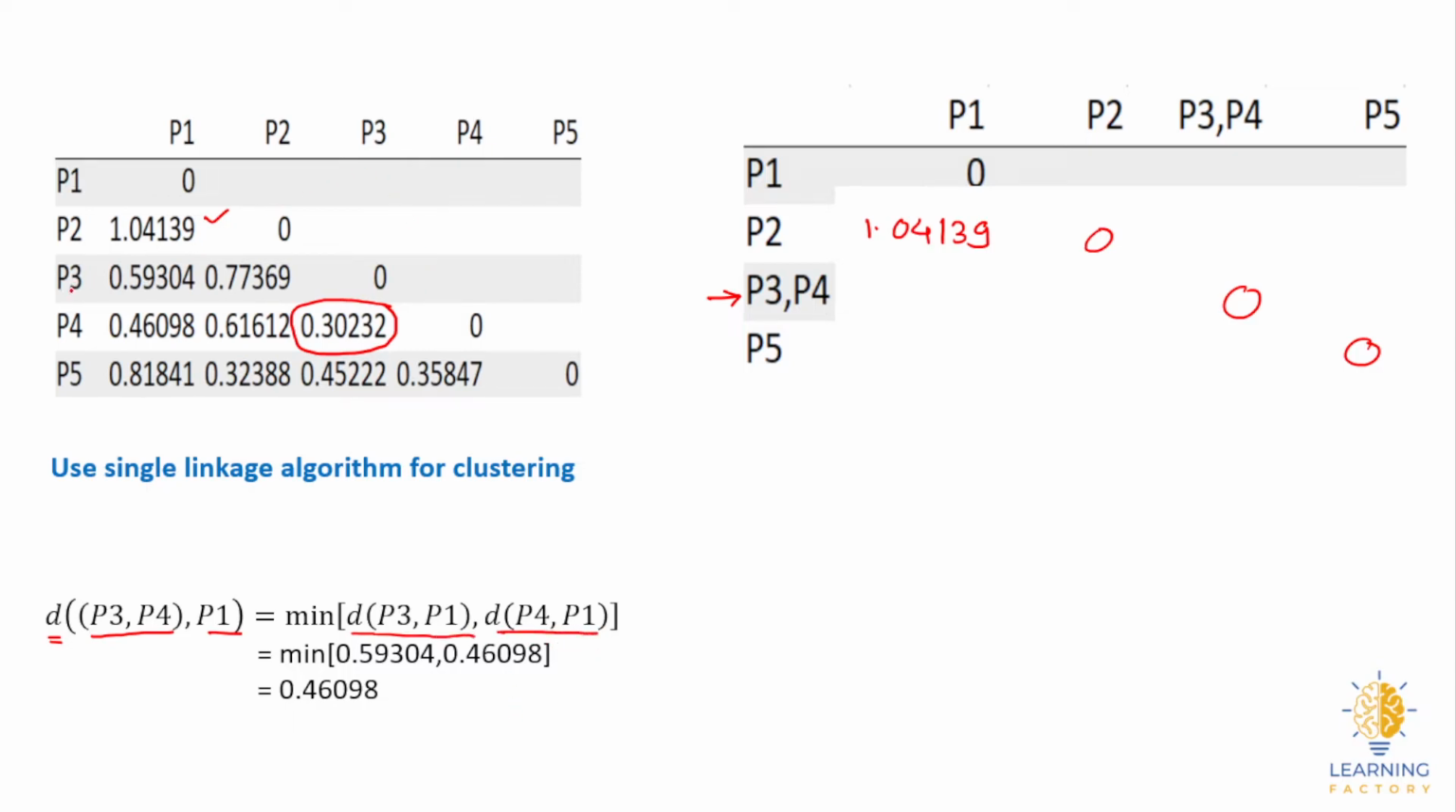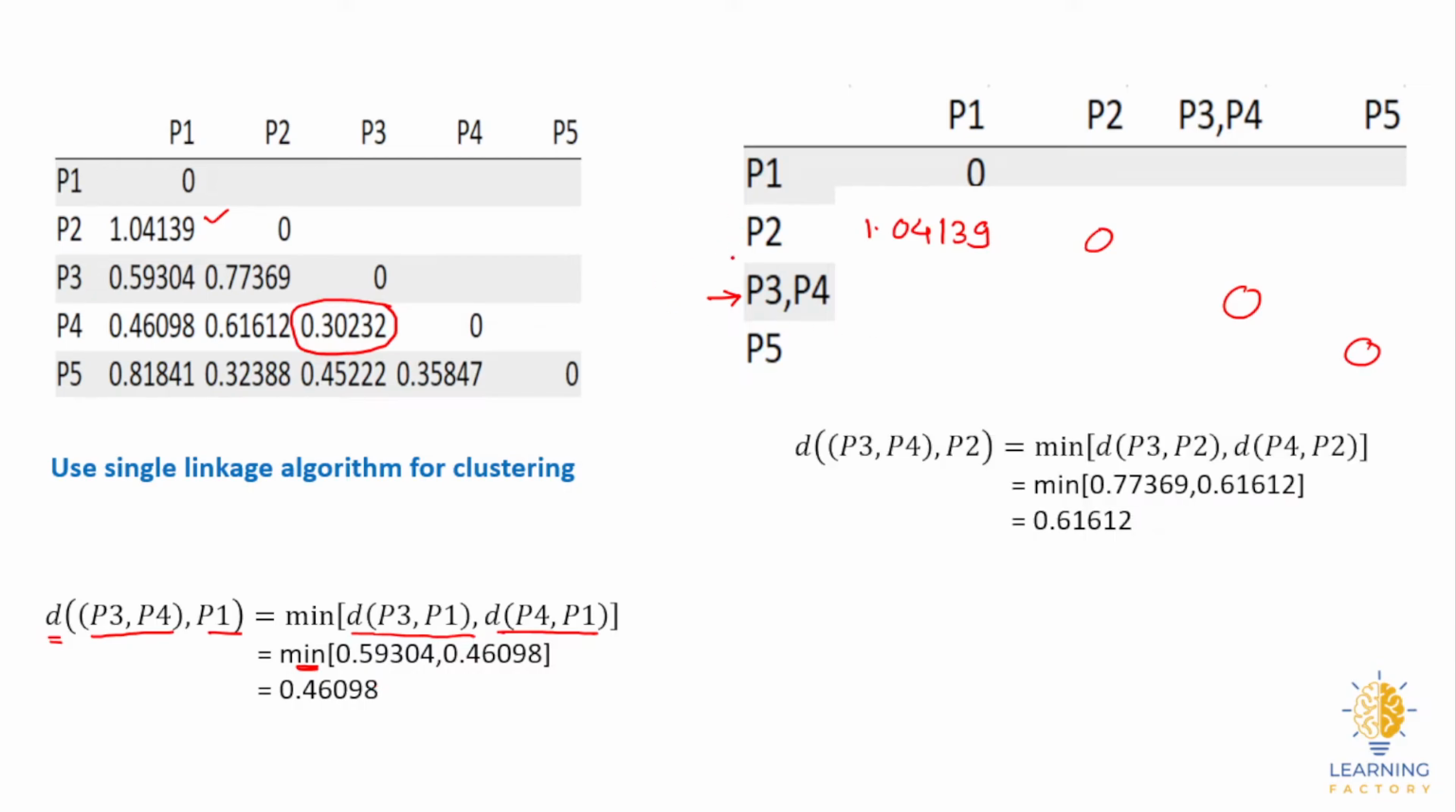The distance between P3 and P1 we already know, it is 0.59304. The distance between P4 and P1 we also know, that is 0.46098. Out of these two distances we pick the minimum, which is 0.46098. So that would be the distance between P1 and P3, P4, and we replace it here with 0.46098.